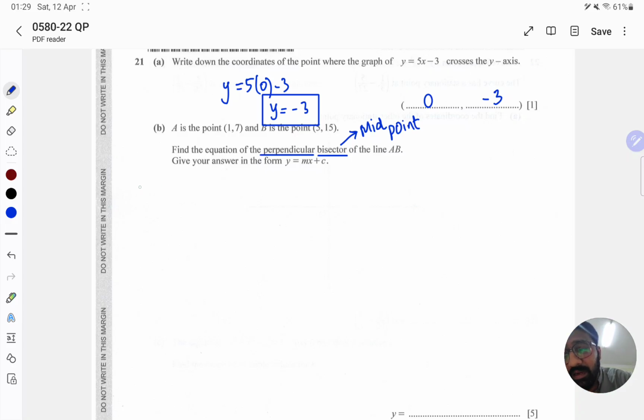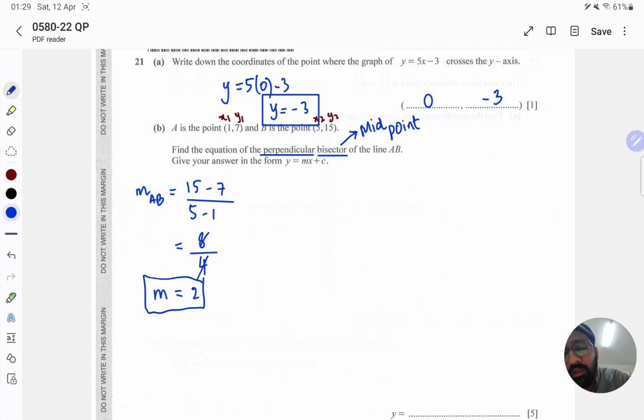So first of all, we are going to find the gradient of AB. The gradient of AB is y2 minus y1 over x2 minus x1. Always write down x1, y1, x2, y2 and substitute in the formula. So 15 minus 7 is 8, divided by 4. The gradient value is 2. So this is the gradient of the line AB.